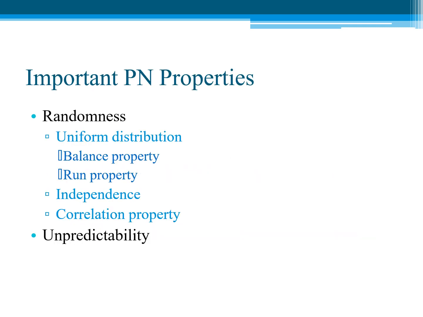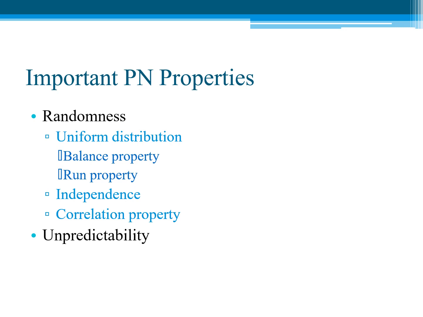Next, important properties of this pseudo-random sequence. The main properties are uniform distribution, balance property, run property, and independence and correlation property. And next we have unpredictability. Here, balance property means, first, in each period of a sequence, the number of ones is always one more than the number of zeros. For example, if we consider a 3-stage shift register, then n will be equal to 2 to the power of 3 minus 1, so n equals 7.